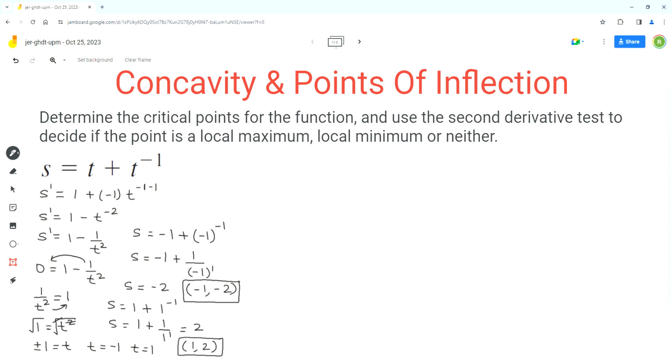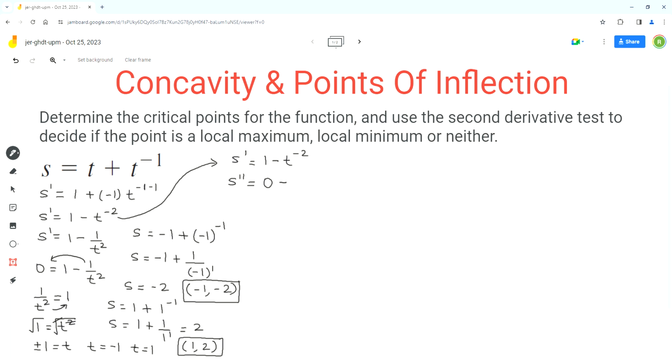Now we have to find whether these points represent local maximum, local minimum, or neither. And for that we'll use the second derivative test. So we'll have to find the derivative of s prime. So s prime equals 1 minus t exponent negative 2. Now we have to find the derivative of s prime. So that will be s double prime equals, the derivative of 1 will be 0 because 1 is a constant, and then minus.